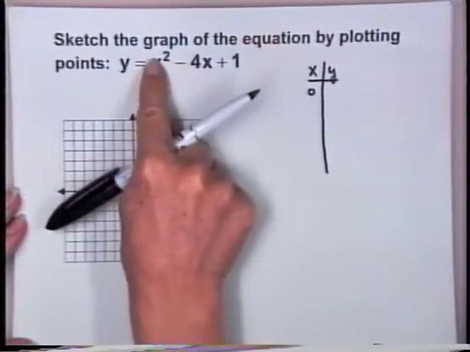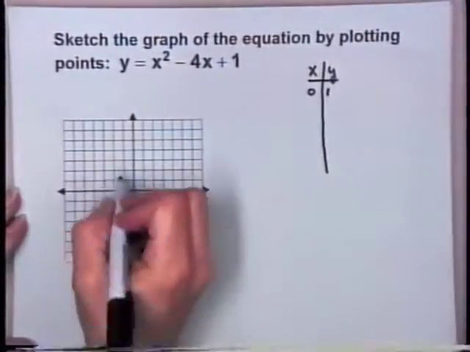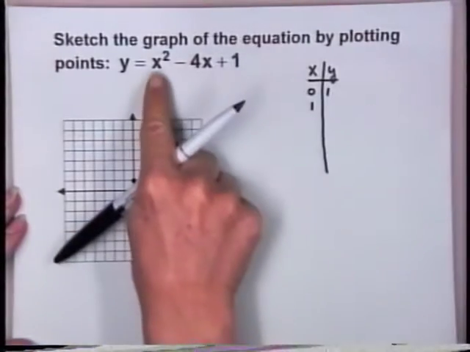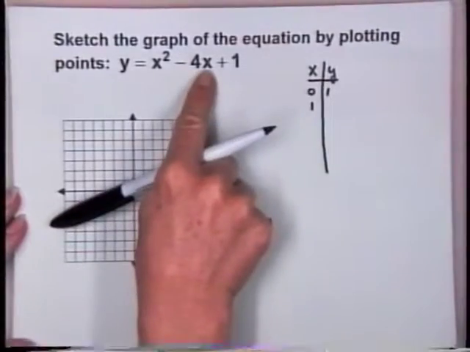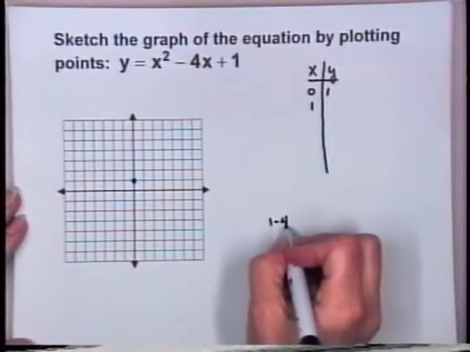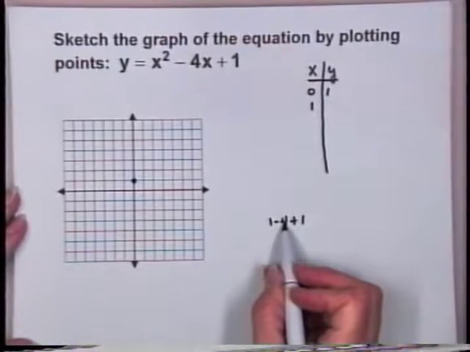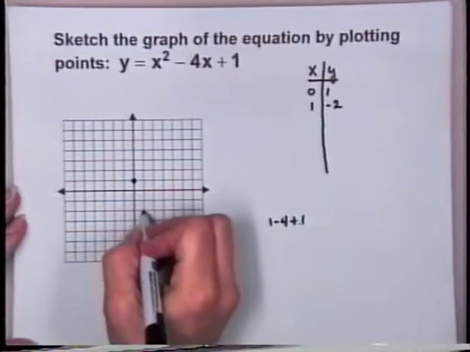If these x's are both zeros, these terms are zeros. 0 plus 1 is 1. So whenever x is 0, y is 1. Now, since I don't have any fractions, I'm not going to worry too much about particular values, so I'm just going to go in order here for a minute. Let me let x be 1. Okay, if x is 1, 1 squared is a 1. Let me write that down here so we can keep up with it. If x is a 1 here, negative 4 times 1 is a minus 4. And then I have a plus 1, don't I? So 1 minus 4 is negative 3. Negative 3 plus 1 is a negative 2. So I have the point 1, negative 2.